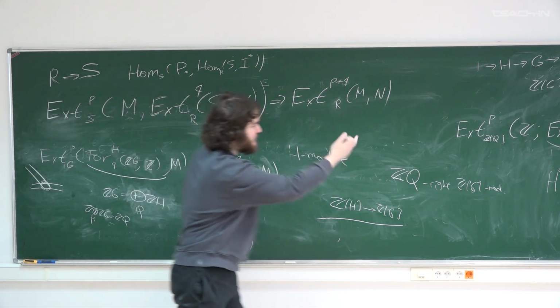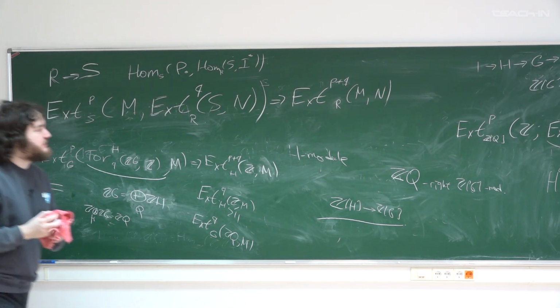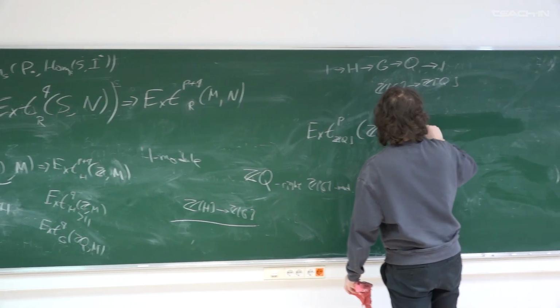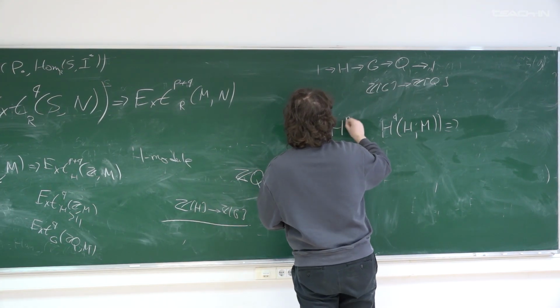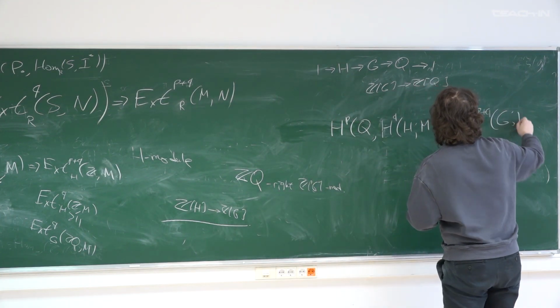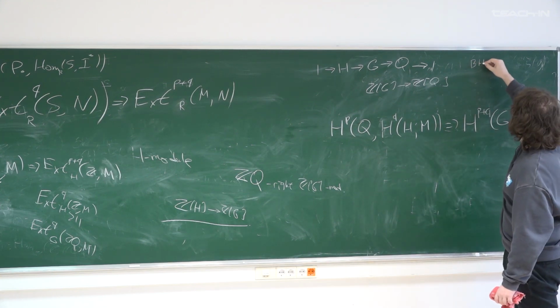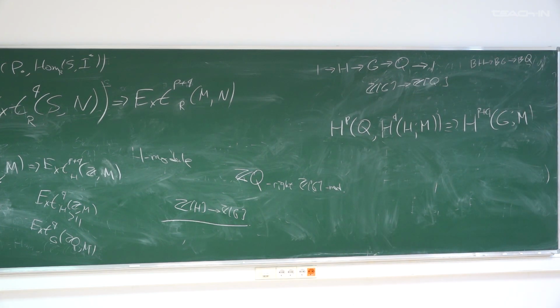So we obtain the Lyndon-Hochschild-Serre spectral sequence, a homological spectral sequence: the homology of Q with coefficients in the homology of H with coefficients in M converges to the homology of G with coefficients in M. If M is trivial, then it's the Serre spectral sequence for the corresponding Serre fibration of classifying spaces, but only if M is trivial.